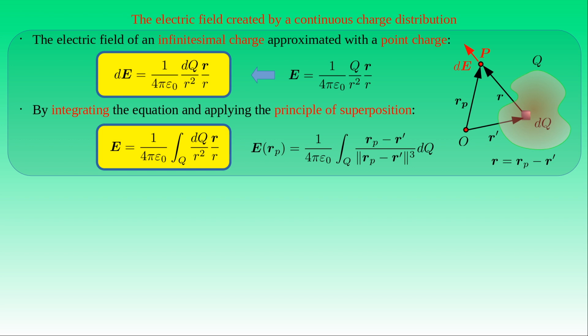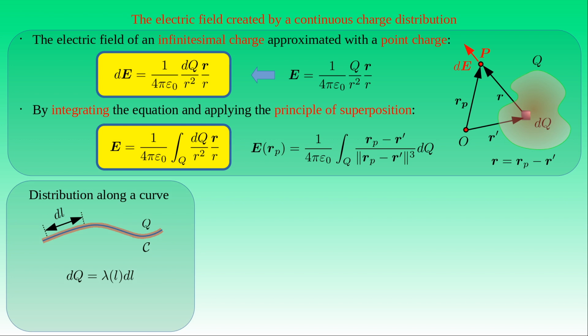We have seen that the infinitesimal charge element dq along a charged wire can be written as the linear charge density lambda times the infinitesimal length dl measured along the curve C. As a result, the electric field E created by a charged wire is equal to 1 over 4 pi epsilon naught, times the line integral of the charge density lambda divided by r squared, times the vector r divided by r, with respect to the length L along the curve C.